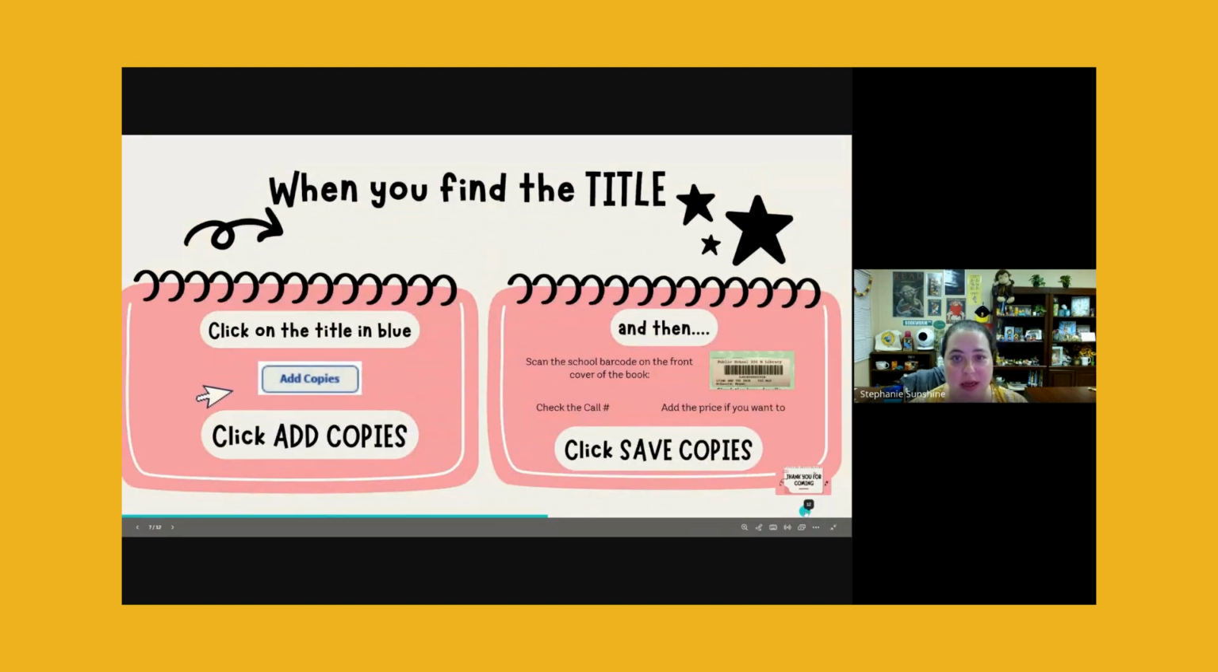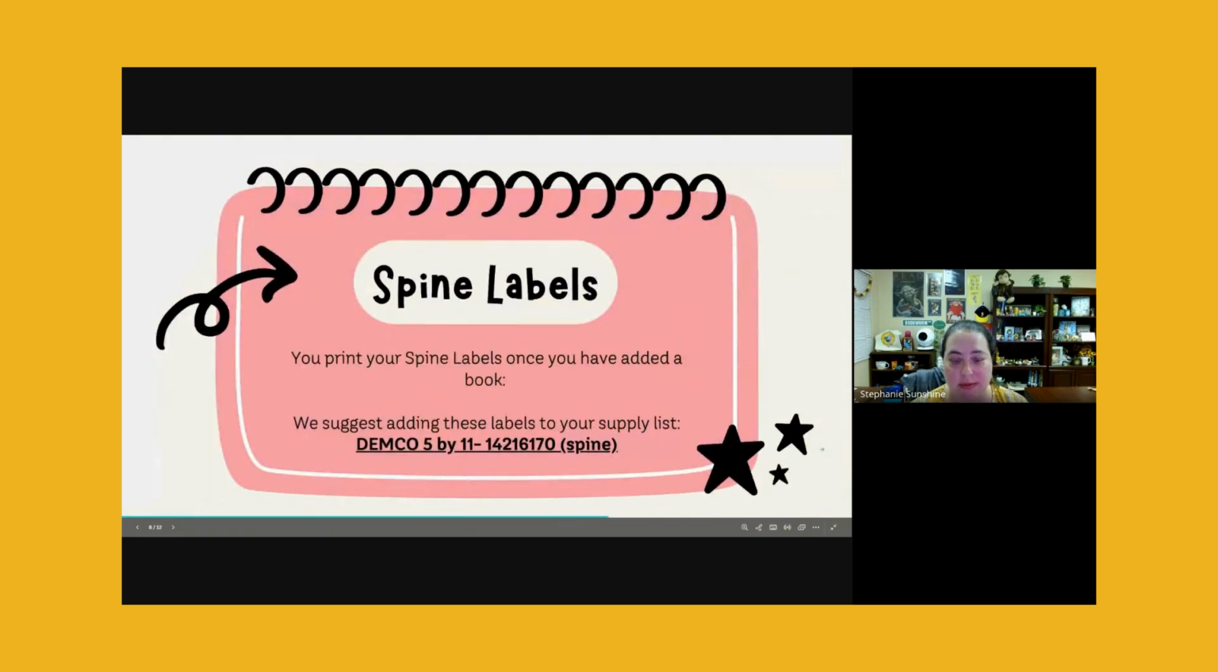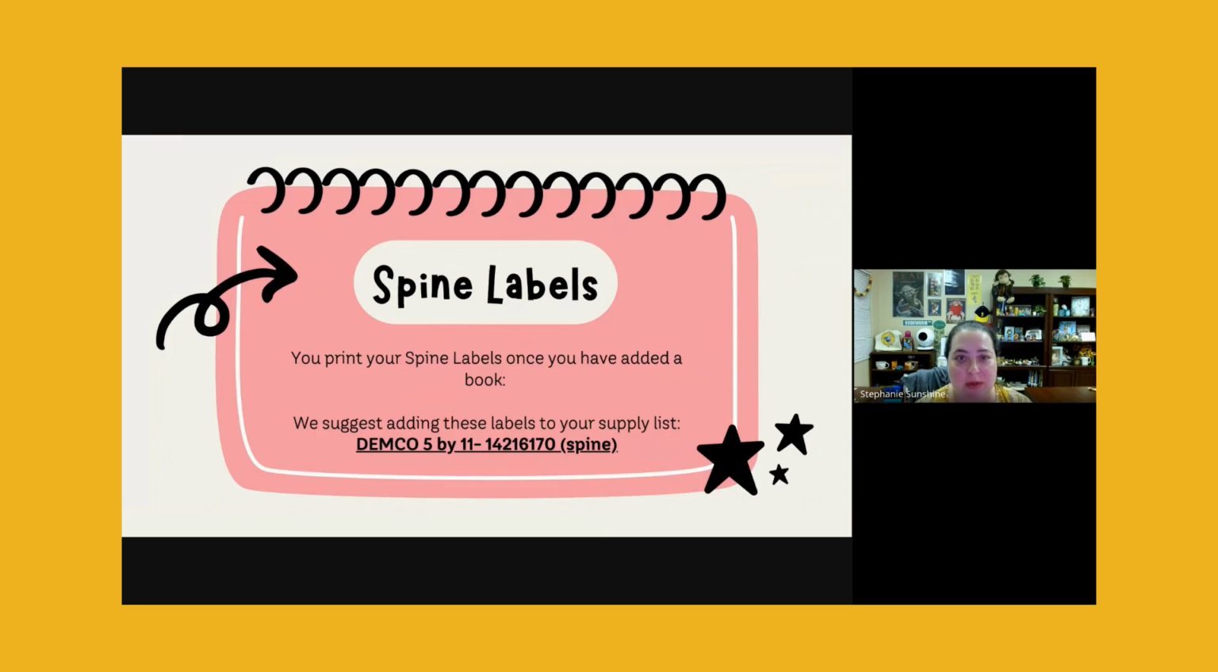I'm going to find the title in blue, click on Add Copies, then scan my school barcode, check the call number, add the price if you want to, and click Save Copies. Now, we're going to move into adding the spine labels to the book.